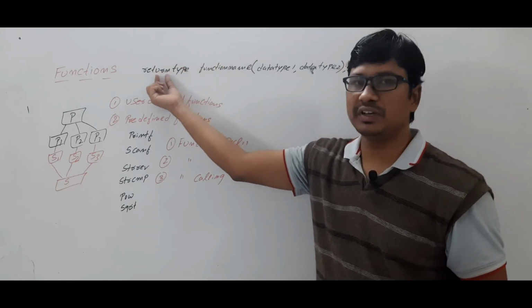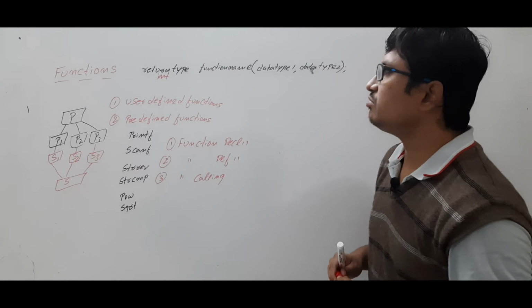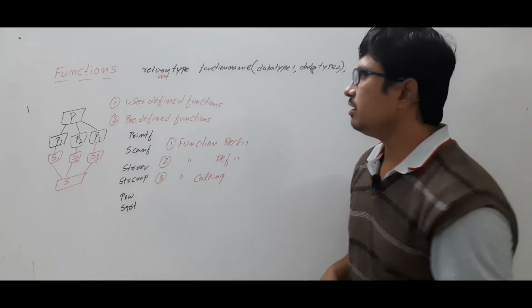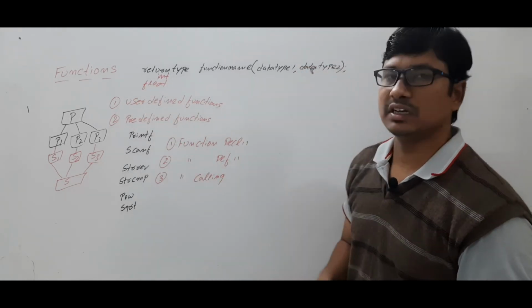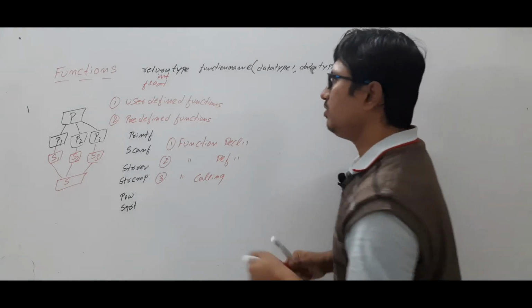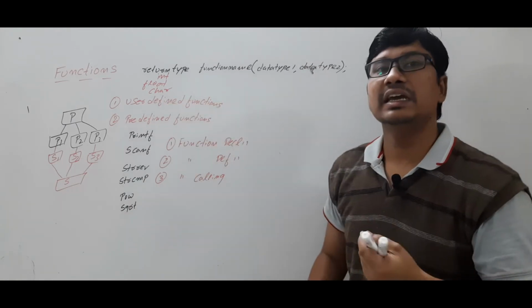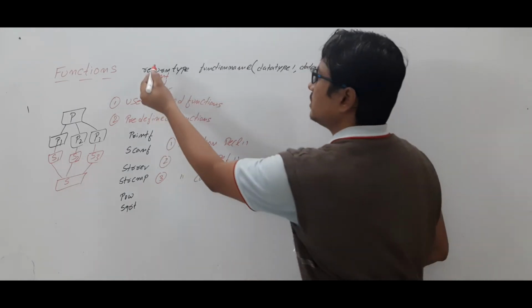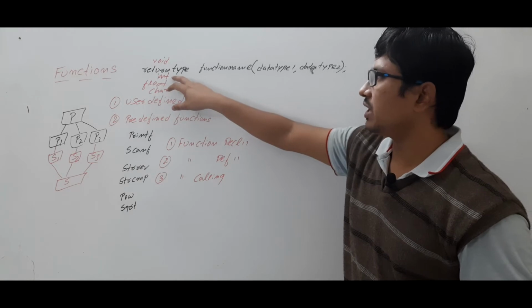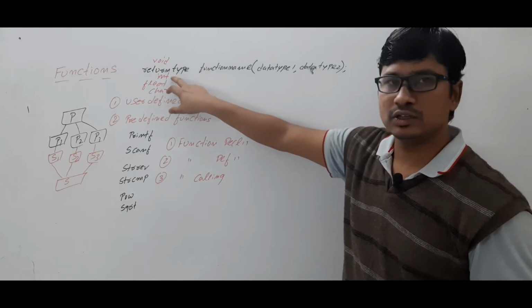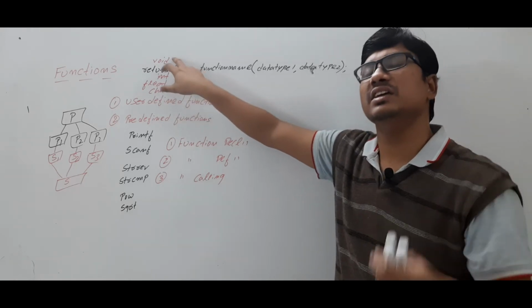Suppose you are specifying int here, then it will tell that this function will return an integer constant. If you write float as a return type, the meaning is that this function will return a real constant. If you are writing a char here, the meaning is that the function will return a character constant. If you write a void, then the meaning is that this function will not return any value. So if you are writing the return type as int, it will return an integer constant, float means real constant, char means character constant, void means it does not return anything.